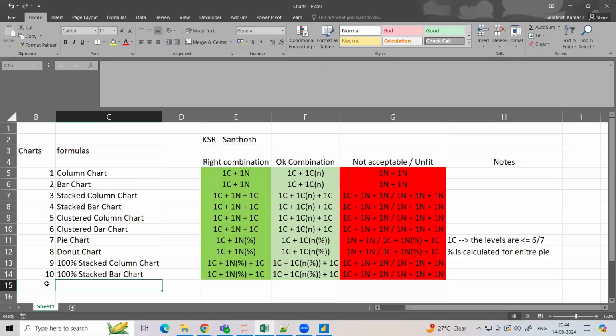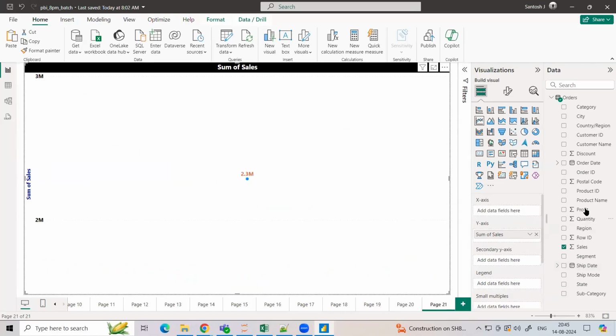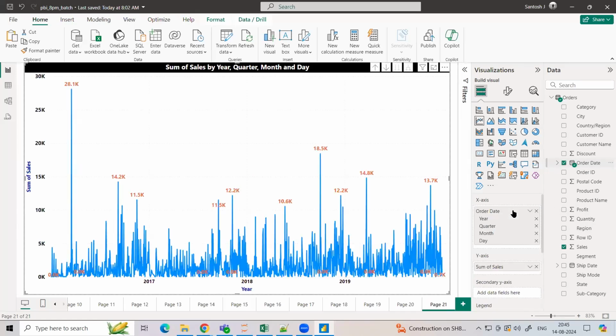Okay, when this line chart is going to be used. Very, very important chart. Every project which has a time related one, we will be using line chart. Let's see what is this line. Now, instead of this, I will take something called date, order date.